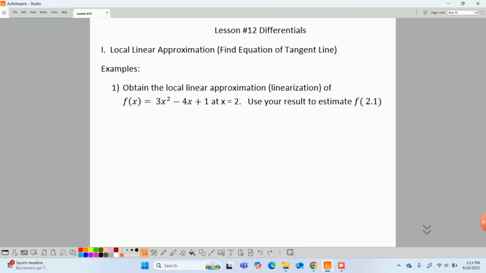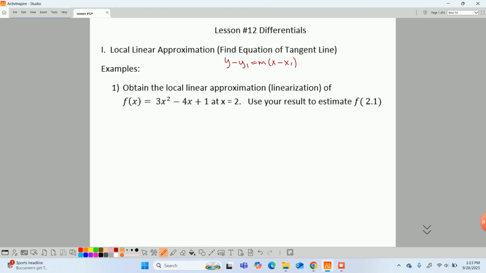Hey everyone, this is lesson 12, differentials, and it's going to just give us some applications here for the equation of the tangent line. So whenever you see find the equation of the tangent line, we already know what that means, right? y minus y1 equals m times x minus x1. But a lot of the times we see that phrase as local linear approximation. And again, all that means is just equation of the tangent line. Okay, so let's take a look at some examples.